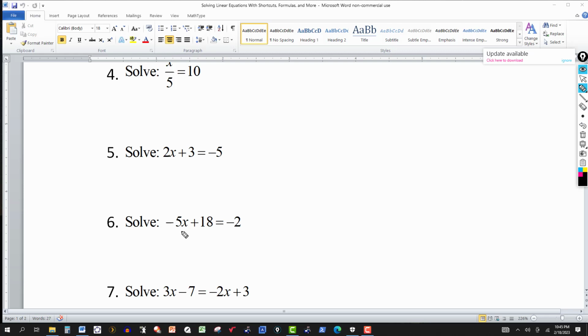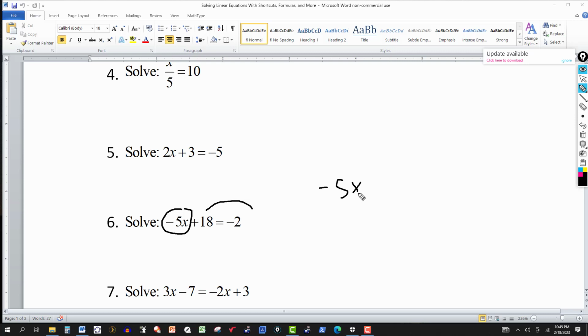Okay, number 6. Again, we look at the term. Now, in some cases, you might have more than one term with an x, so you have to combine those also. But in this case, we just have this one here. And then we want to isolate it, so we want this over to the other side. So I get minus 5. These are the shortcuts we're using here.